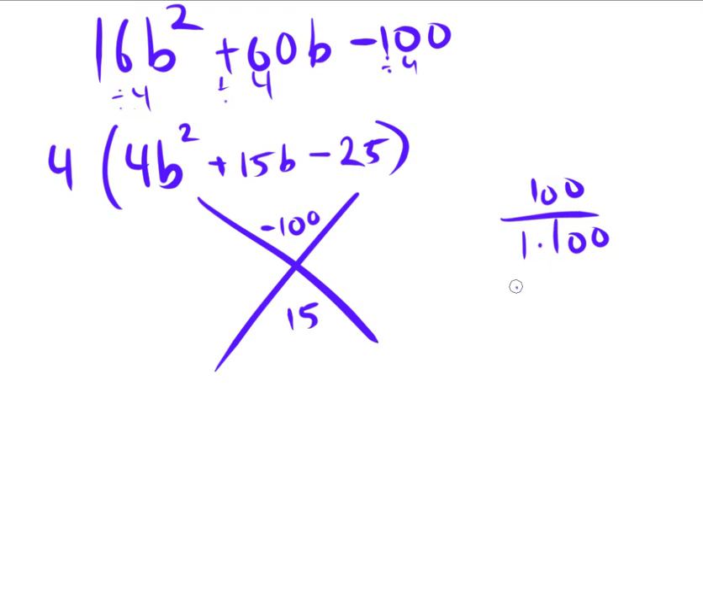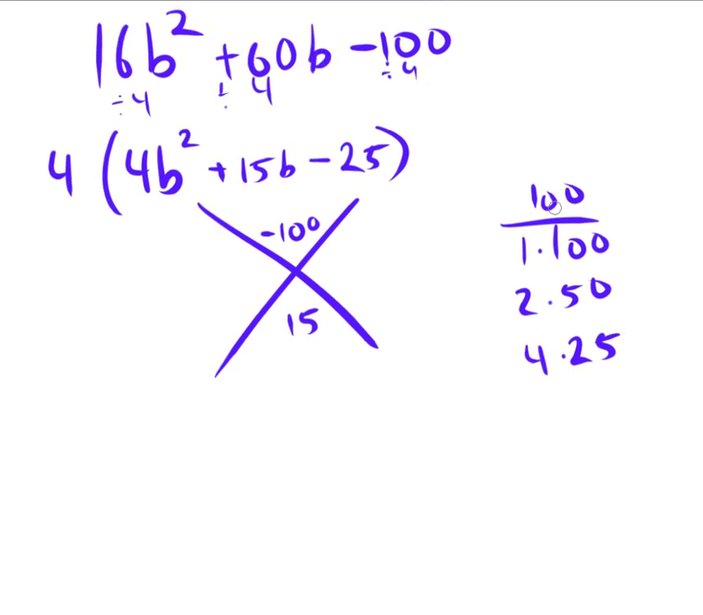So I'm going to go 1 times 100, 2 times 50. Remember, I'm trying to find something that adds up to get 15, but one of these has to be negative to get me the negative 100. So 3 doesn't go in there. 4 does. 4 times 25, right? 4 times 25 is going to give me 100, but that doesn't work. 5 times 20. 5 times 20 is going to give me the 15 that I need. If one of these is negative, which one's going to be negative to give me 15? That's a negative 5. Negative 5 times 20 gets me the 15 I need. So this is going to be negative 5b, and this is going to be positive 20b.